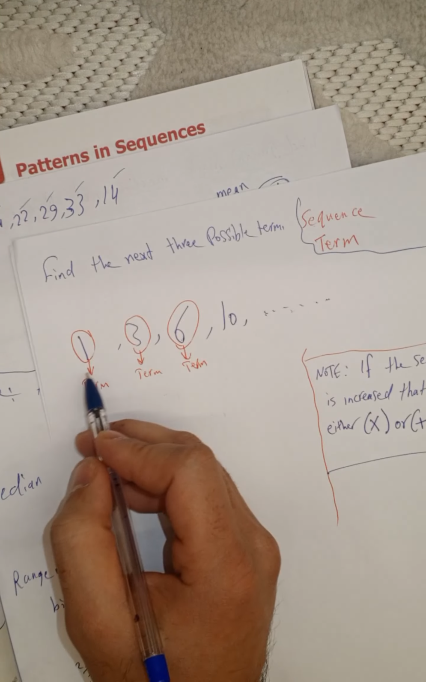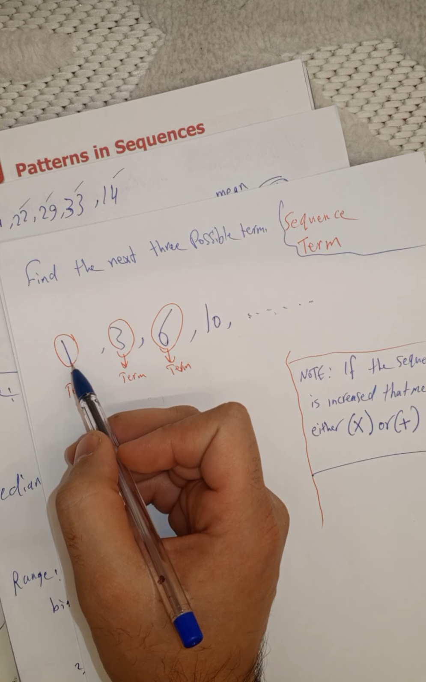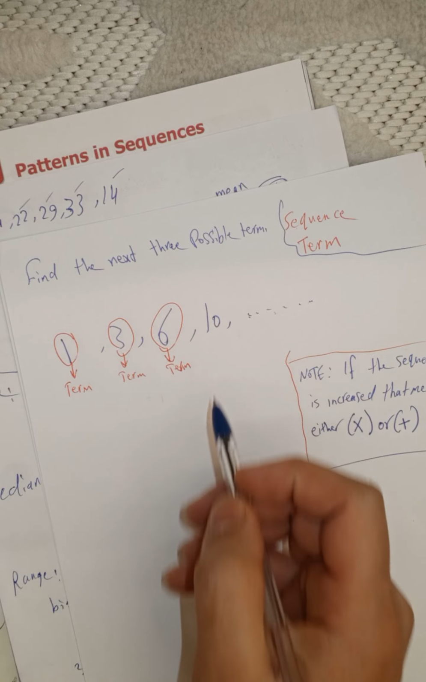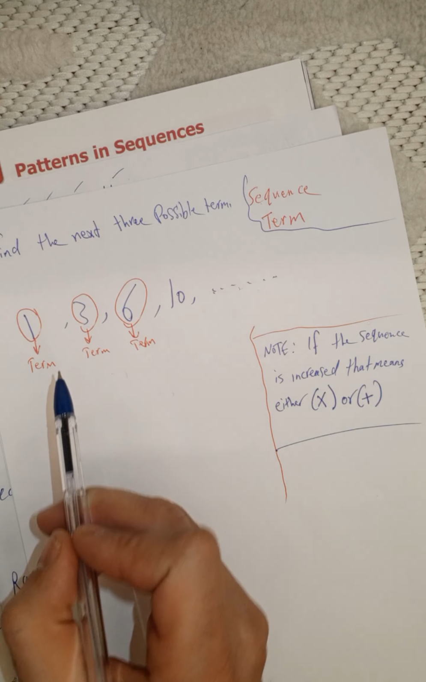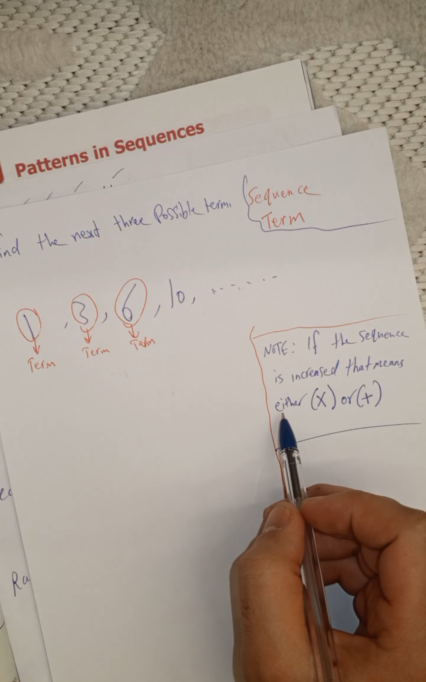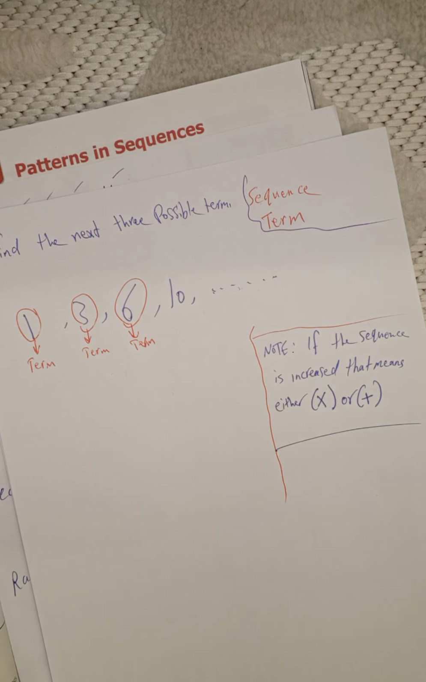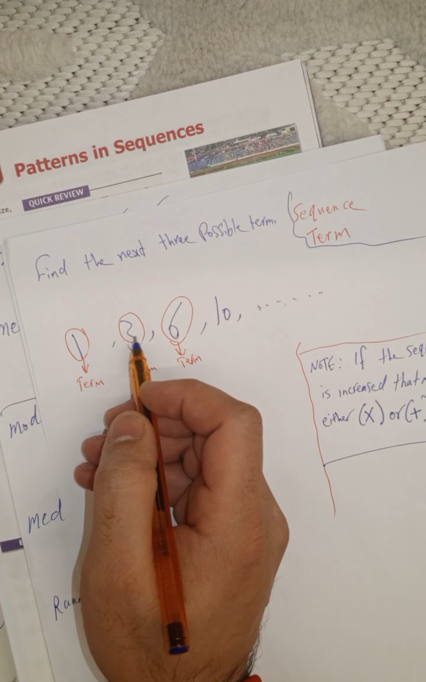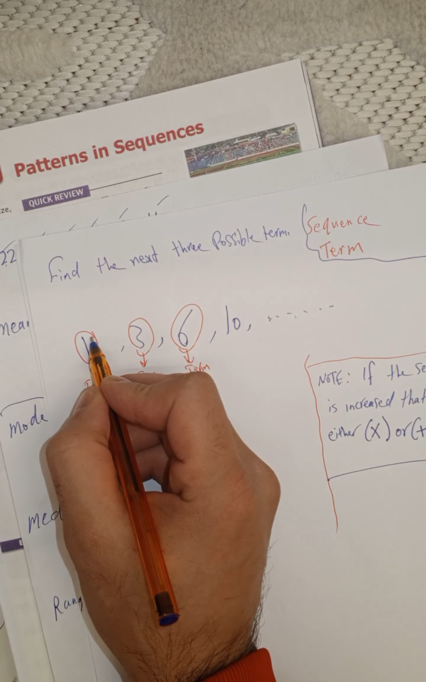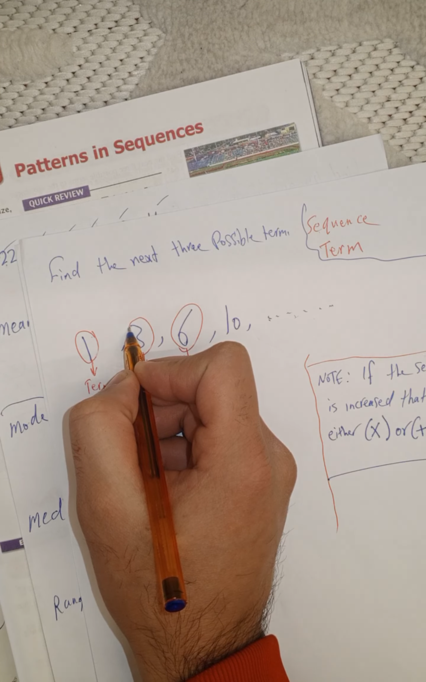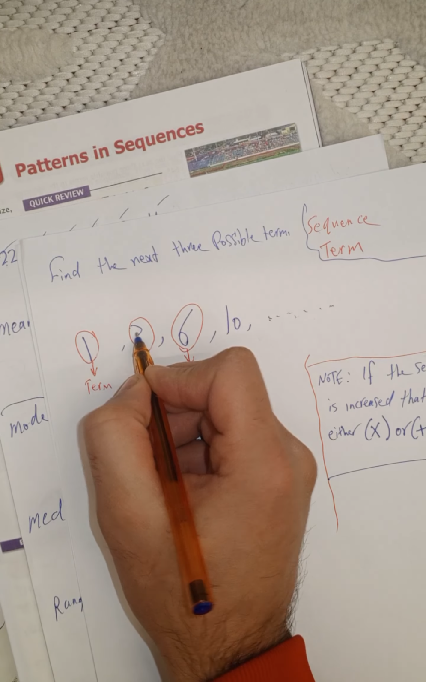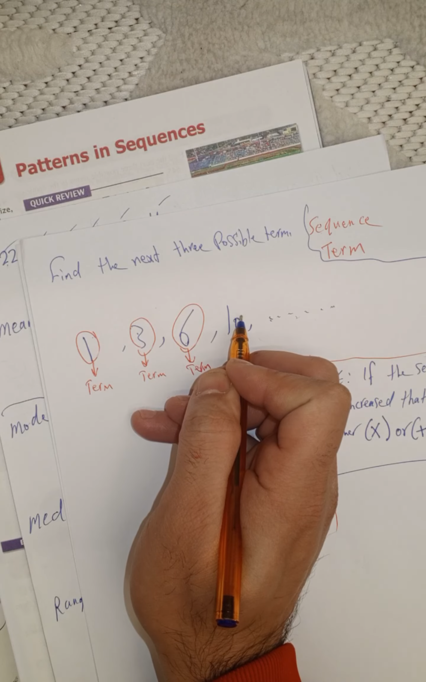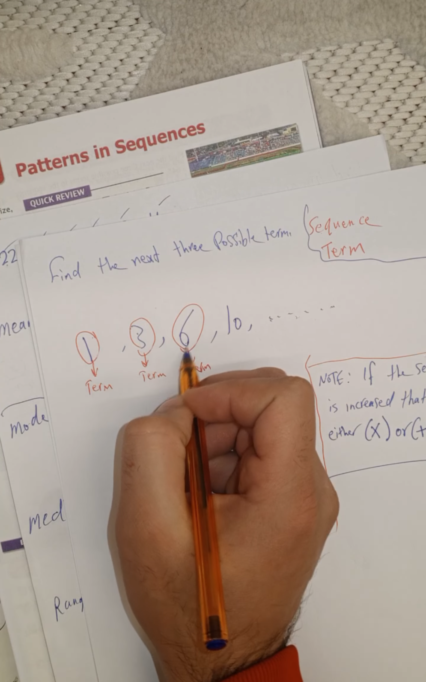Look at the sequence. Is it increased? It is increased. The numbers go up. 1 becomes 3, then 6, then 10. So if the sequence is increased, that means either multiply or add. Look at this one. How does 1 become 3? By adding or multiplying? Let's check. If you multiply 1 times 3, you will get 3, right? And 3 times what number is 6? Times 2. But 6 times what number is 10? There's no number, right? So that's why multiplying is not correct.